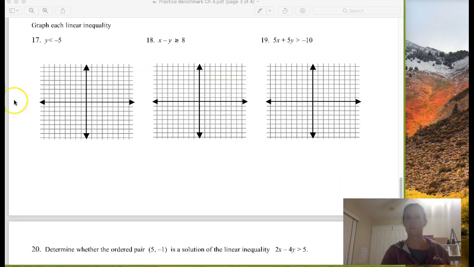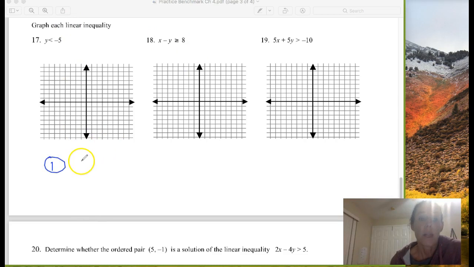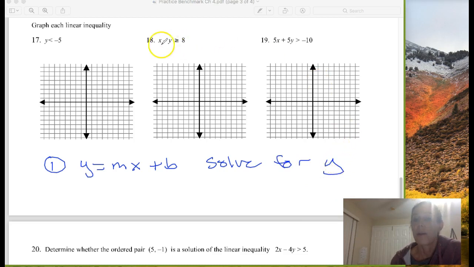On to the next. Graph each linear inequality. You're going to graph your inequalities just like equations. I'm going to go over my favorite steps real quick. Step 1: get into slope-intercept form. So rewrite your equation if it's not. This one is not, this one is not. Solve for y. Be careful, if you multiply or divide by a negative, you have to flip the inequality sign. But solve for y.